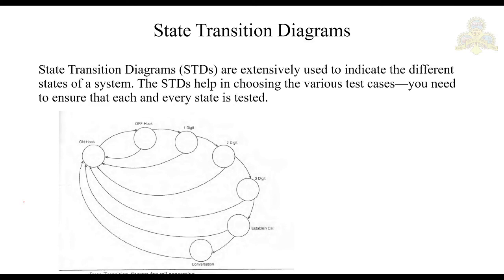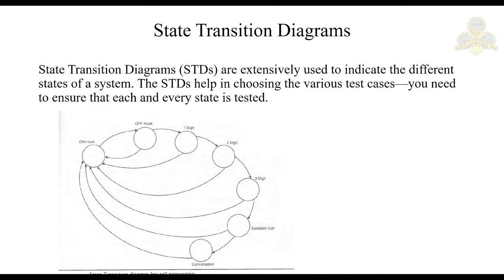So the state transition diagrams are extensively used to indicate the different states of a system, from on state to off state. Suppose it is a fan, right? It is in an on state, or it is in an off state, or it can also be in a running state, maybe. So these state transition diagrams help in choosing various test cases. You need to ensure that every state is tested in this particular state transition diagram. So for example, we'll consider a private branch exchange, call processing software.